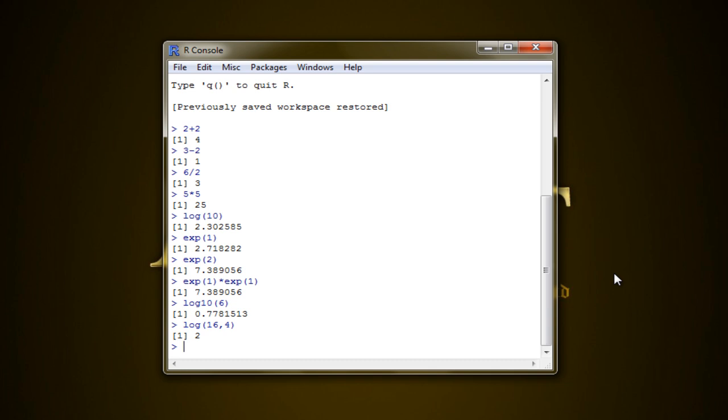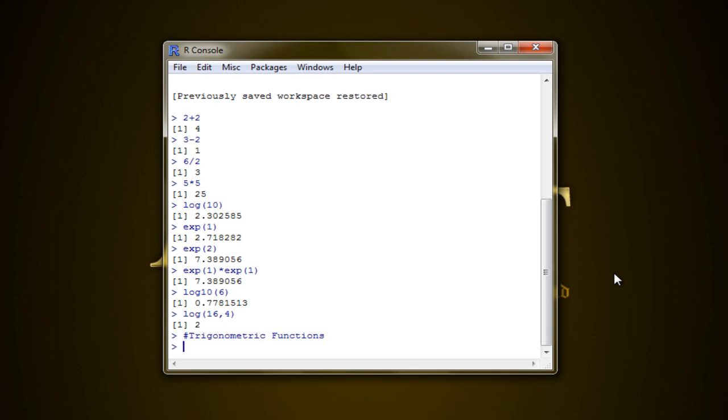Okay. Now, let's consider trigonometric functions in R. Now I'm putting here a comment. So the number sign will be used for entering comments. So here I'm gonna put trigonometric functions. Here we go. These sections will be all about trigonometric functions.